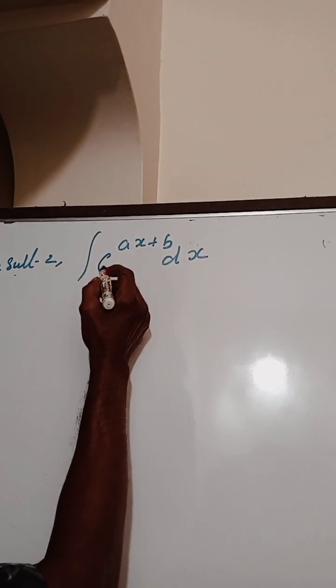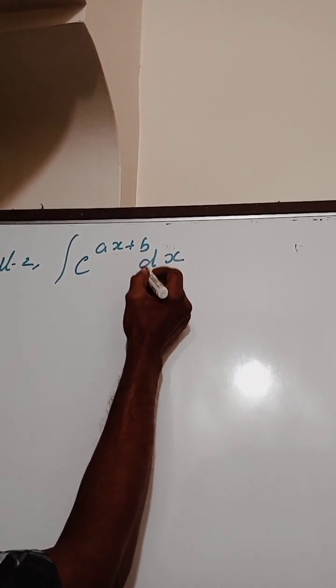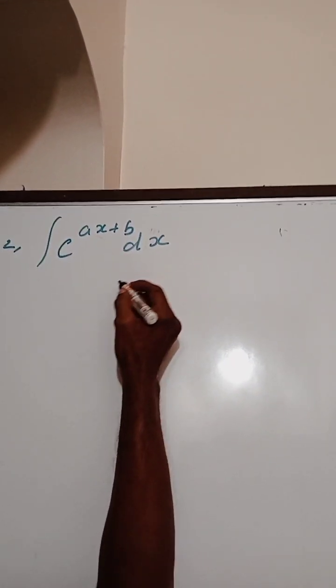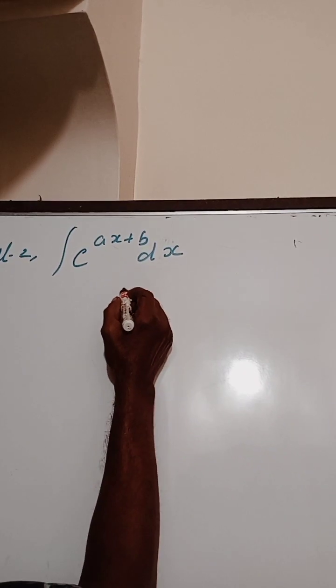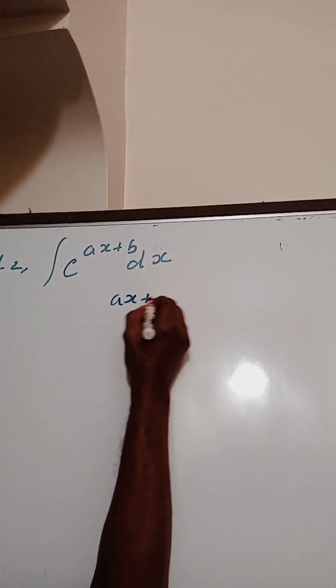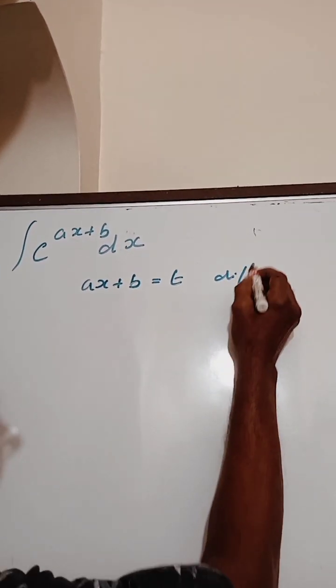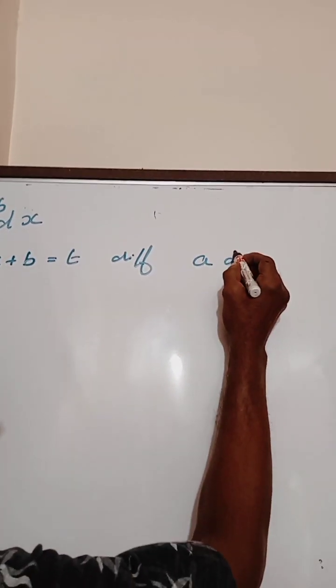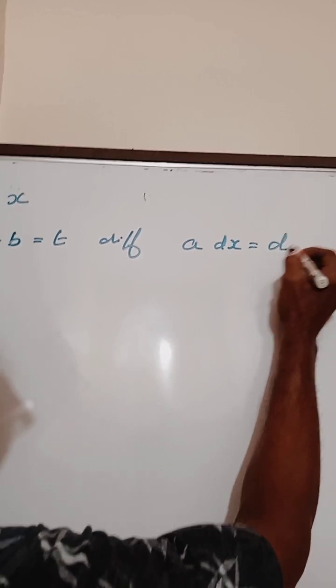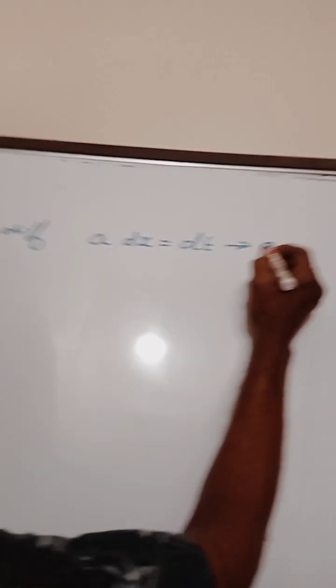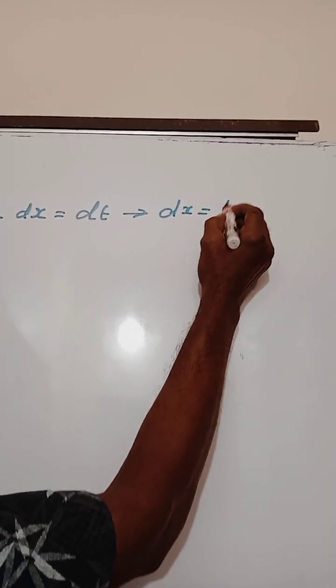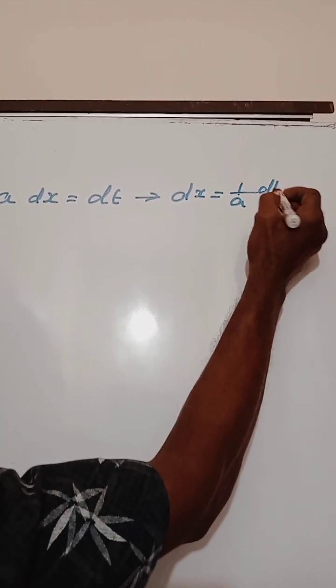Result 2. Integration of e raised to ax plus b dx. Here we can substitute ax plus b is equal to t. Differentiate. A dx is equal to dt. Implies that dx is equal to 1 by a dt.